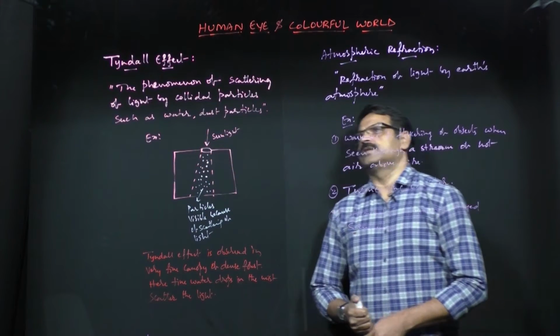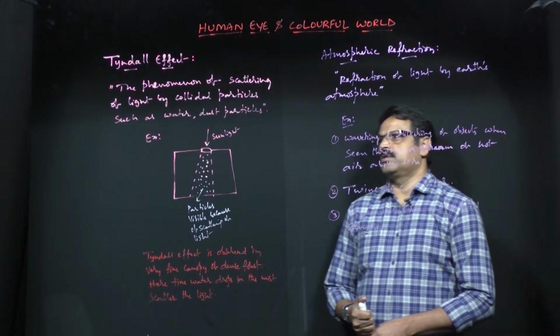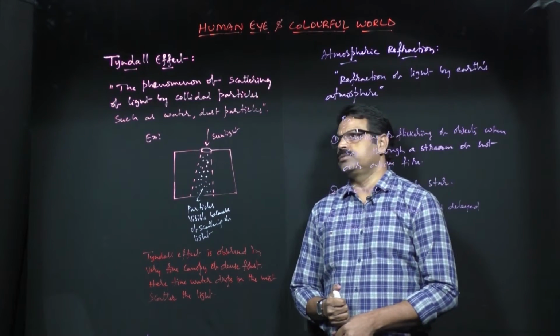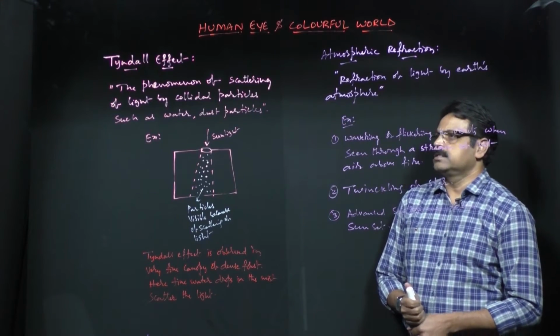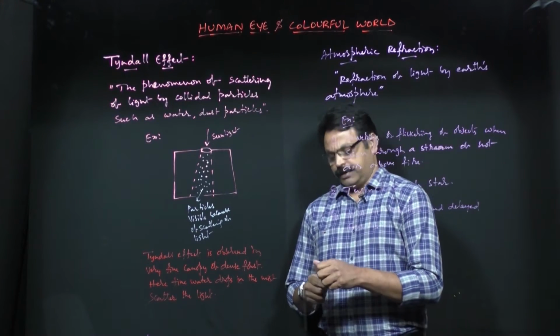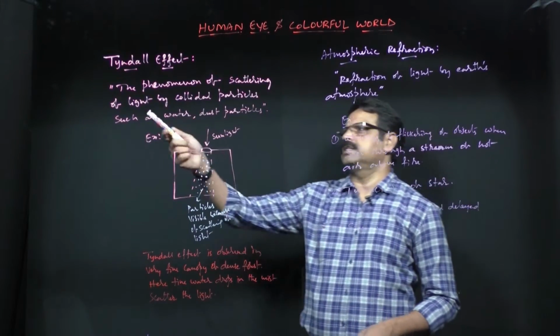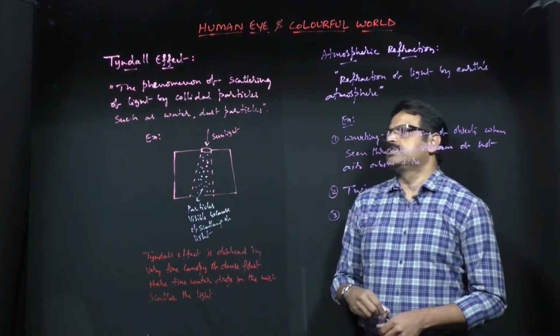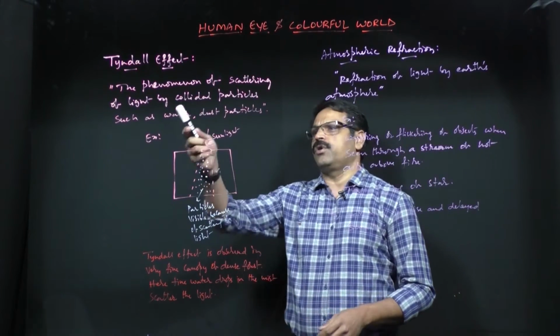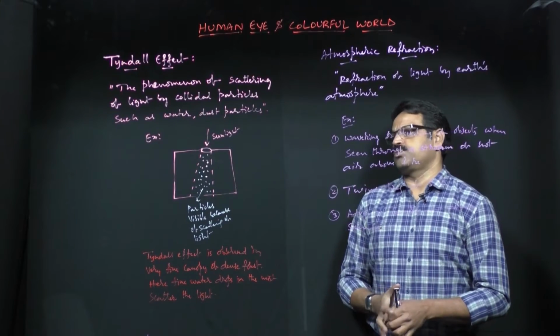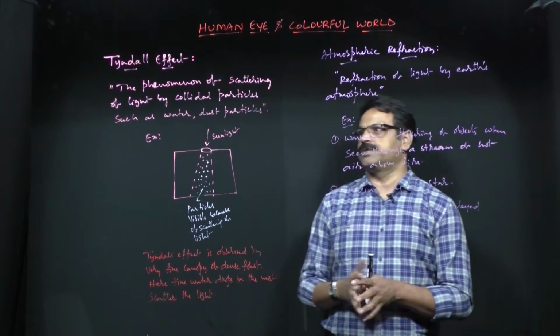Now we have seen the different natural phenomena of sunlight, right from the formation of the rainbow to the scattering of light. One of the applications of the scattering of light is the Tyndall effect. The Tyndall effect is nothing but the phenomenon of scattering of light by colloidal particles such as water and dust particles in the atmosphere.